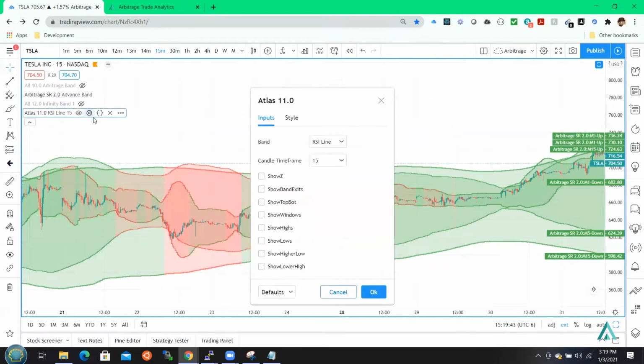Something else that helps us with that is show Z. Say, for example, I said show Z. Z is on whichever time frame I'm currently on, right? So basically, we left Atlas alone. We didn't make Atlas traverse multiple time frames.